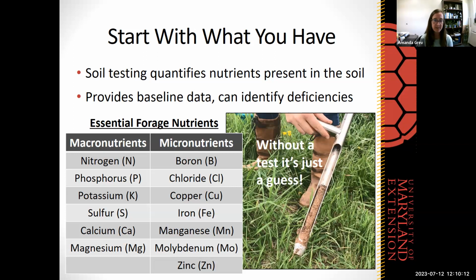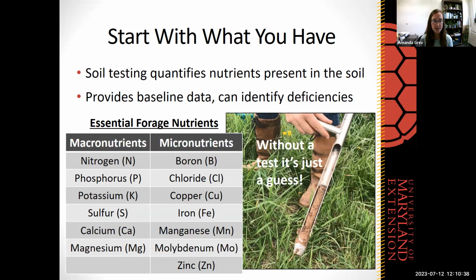We're not going to really have time today to talk about all of the different essential forage nutrients, but there's a chart with the major macro and micronutrients that are essential for forage growth and production. Of course, nitrogen, phosphorus, and potassium are the big 3 that we talk about a lot, because those are the ones that are needed in the highest quantities by forages, and they also typically become the most limiting for our forage crops.